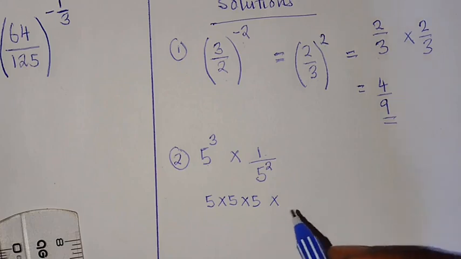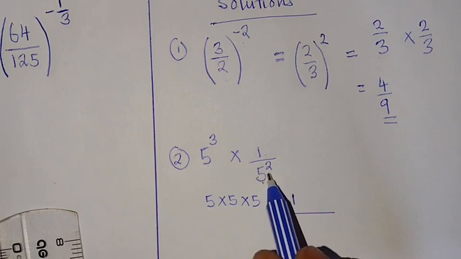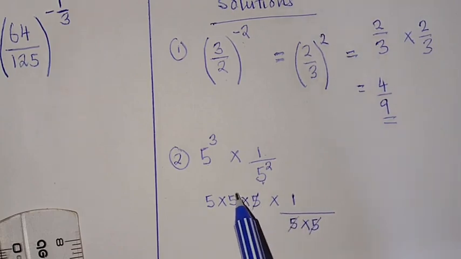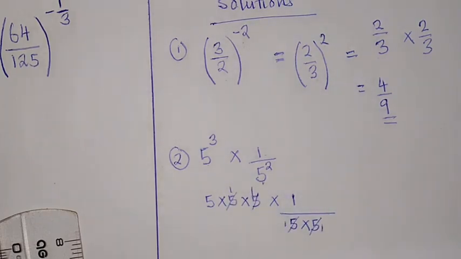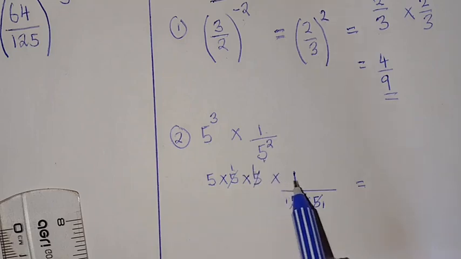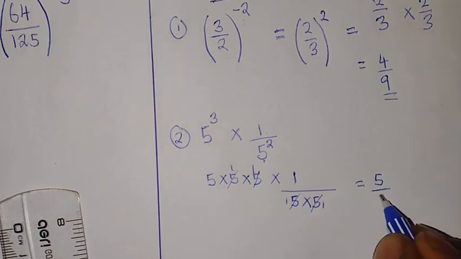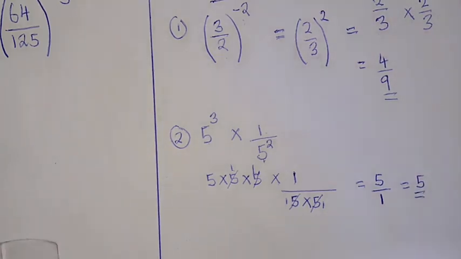Again, times 1 over 5 to the power 2, which means we multiply the base 5 by itself twice. So this will be written as 5 times 5. Then from here, we can cancel this 5 and this 5. We can also cancel this 5 and this 5. We're having 1, 1, even here 1, 1. So what we have here is 5 times 1 times 1 times 1, which will give us a 5, over 1 times 1, which is a 1. 1 into 5, the answer is 5. So this is our final answer.